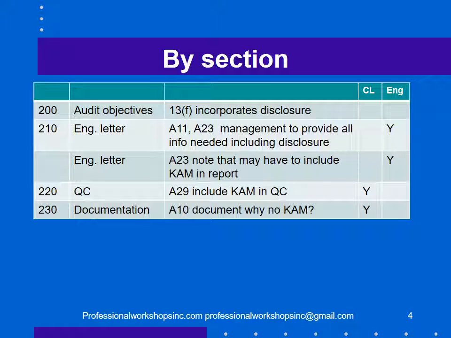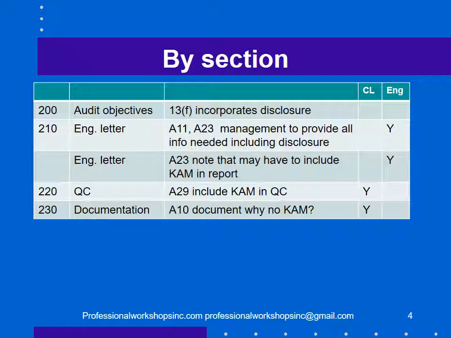So going through section by section, section 200, audit objectives just moves to incorporate disclosure as an objective of the audit. 210, the engagement letter, notes that management must agree to provide all information needed, including disclosure. So you may need to change your engagement letter, or your engagement letter may already have been general enough. Another change is to note that you may have to include a key audit matter in the report.